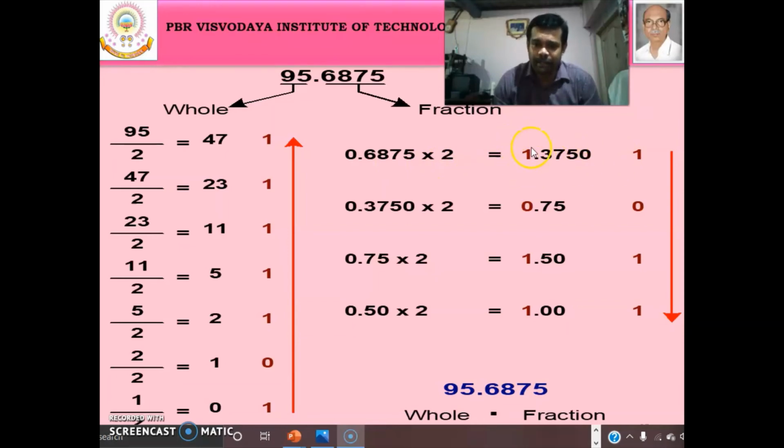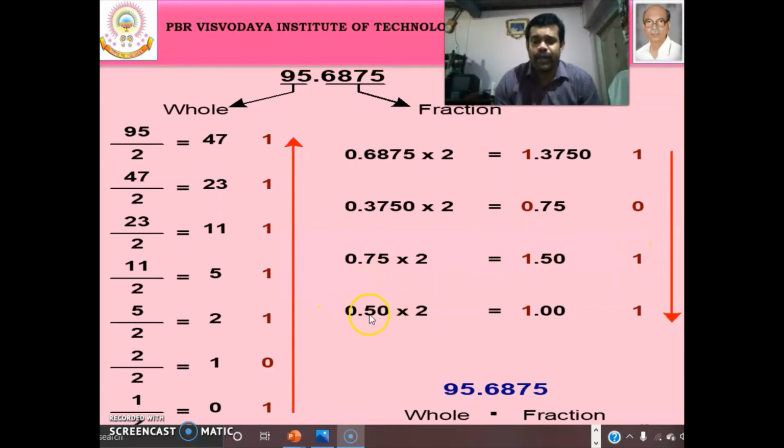So we are taking this 1 as A1. Then we are multiplying this fraction 0.3750 by 2 and we are getting 0.75. Here the value is 0, that we are taking as A2. And we are multiplying 0.75 by 2, that is equal to 1.50. Here we are getting 1, that we are taking as A3.